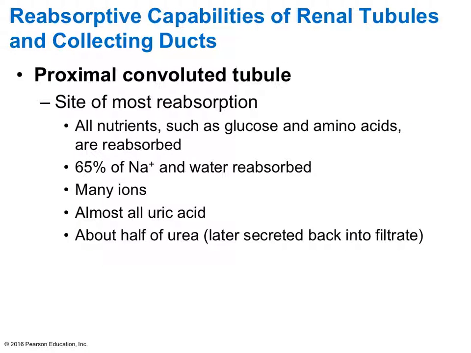Most of the reabsorption is occurring in the proximal convoluted tubules. These tubules are in the cortex, and they're just after the renal corpuscle where the filtrate was formed. So almost immediately after we form the filtrate, we begin to reabsorb the really important stuff, our nutrients, much of the ions that we need, and most of the water gets reabsorbed almost immediately.